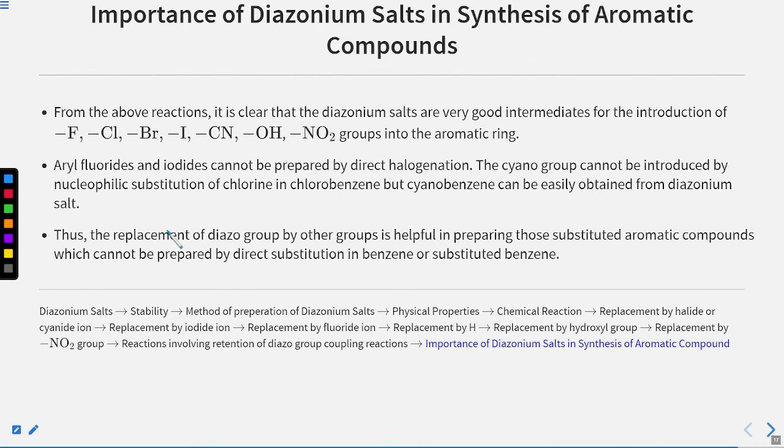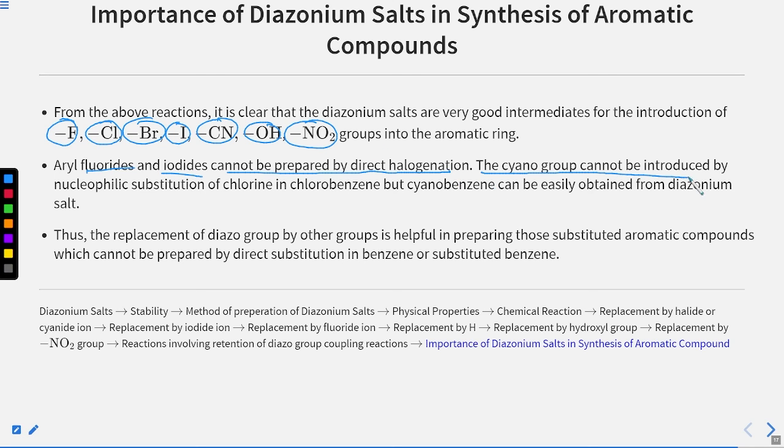So clearly from the above reactions, we have seen that we can use various reagents and convert our diazonium salt to various aromatic systems. Say we can have fluorine, chlorine, bromine, iodine, cyanide, OH minus and NO2 attached. Now aryl fluorides and iodides cannot be prepared by direct halogenation. So therefore this method is very useful.